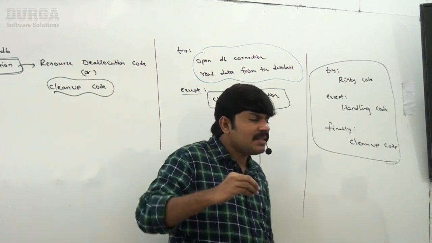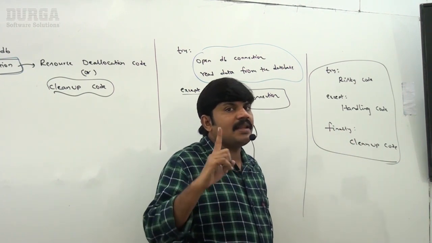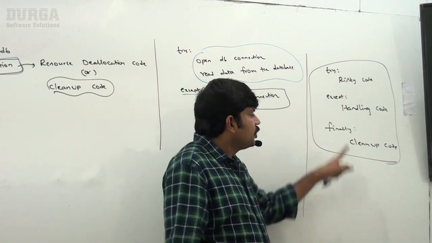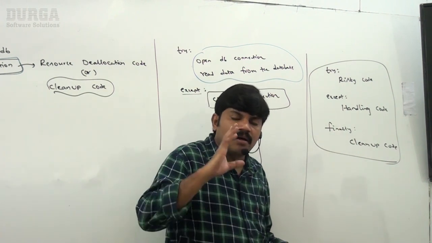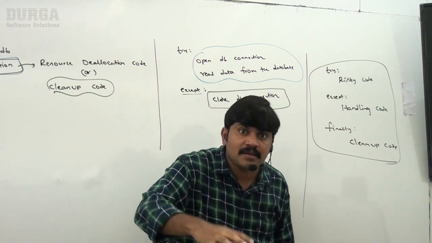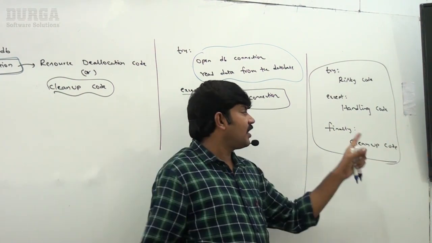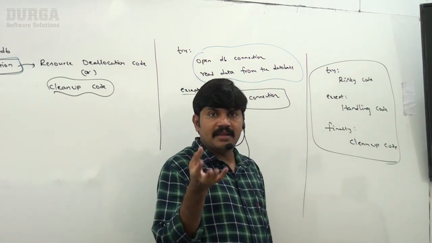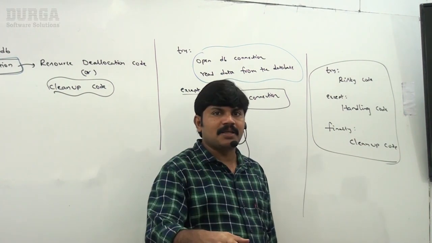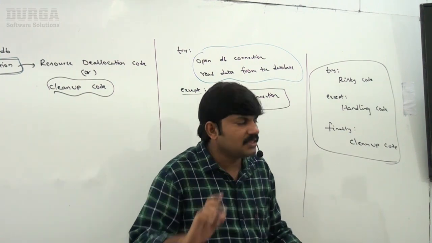Next, what is the specialty of the finally block? Very, very important: the finally block will be executed always, irrespective of whether the exception is raised or not raised, handled or not handled. In any case, the finally block is always going to execute. Finally is the reliable place to maintain cleanup code. Are you in a position to understand? Just have a look once.